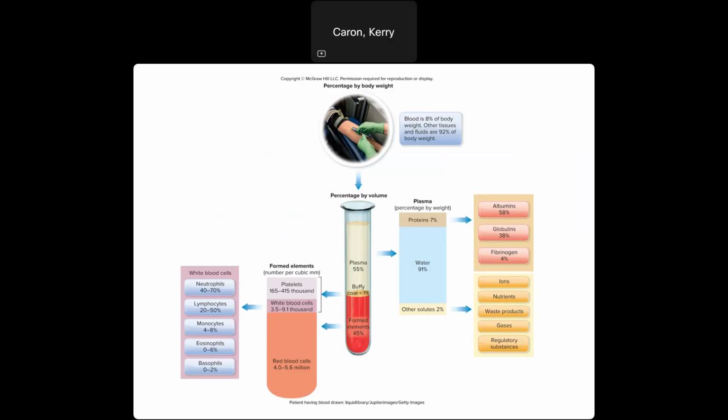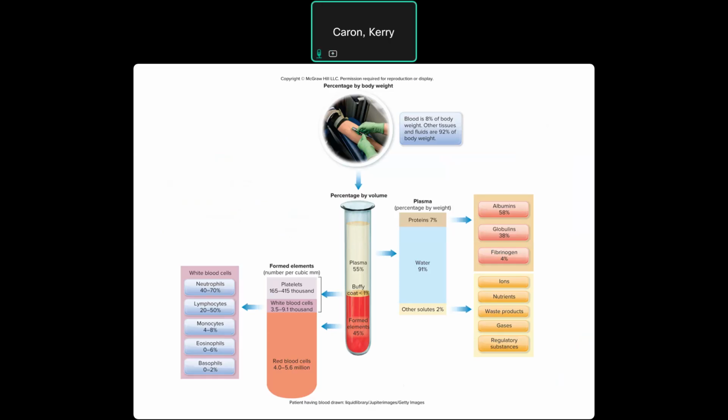Okay, so blood is 8% of our body weight. Everything else is 92%. And you can see in this graphic that again, plasma is 55%, then we have a buffy coat, and then formed elements. And if you extract just the plasma, most of it, 91%, is water. And then the proteins, the 7%, are comprised of albumins, globulins, and fibrinogen. And then you have some other solutes. Okay.